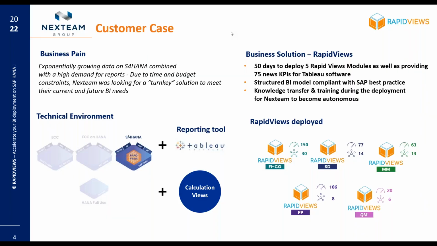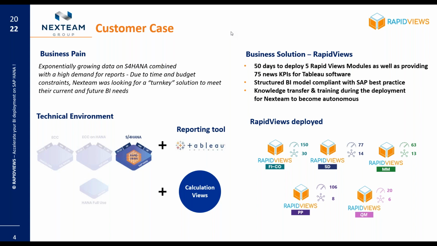Just to start with a customer case, which could be very interesting for you. Next Team Group is specialized in precision mechanics and machining, with more than 300 million of turnover and 9 entities around Europe. Their main business pain was that they migrated to S4HANA and had a really high demand for reports, and due to time and budget constraints, Next Team Group was looking for a turnkey solution to meet the current and future BI needs.